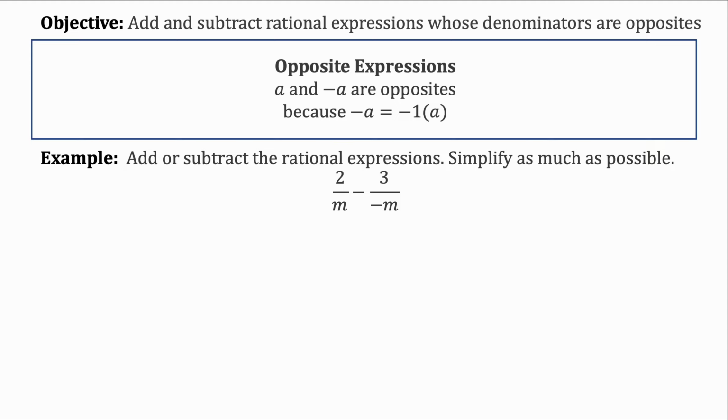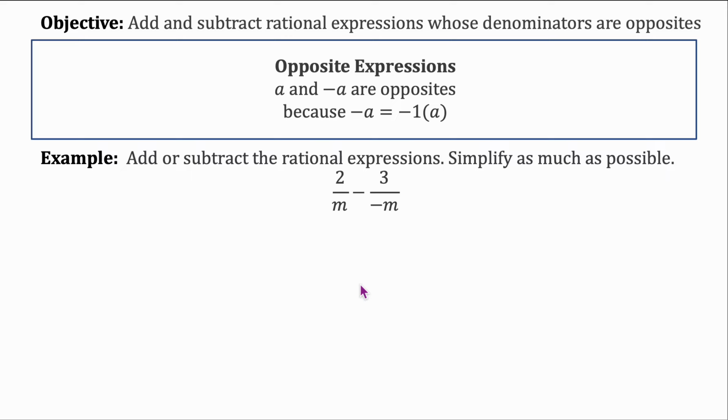In this video, we are going to add and subtract rational expressions whose denominators are opposites. Now remember, mathematically, opposites a and negative a look like you would see here, but you can also think about negative a as being negative 1 times a. So just remember that you can rewrite negative a as negative 1 times a, and sometimes that can be very helpful. Now, let's take a look at how we would add or subtract these rational expressions when these are opposites.